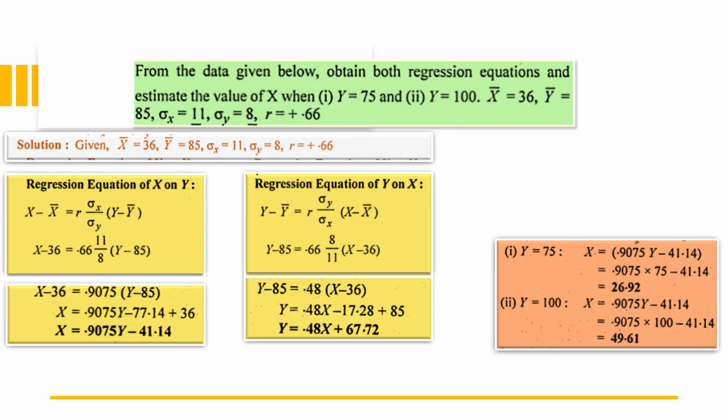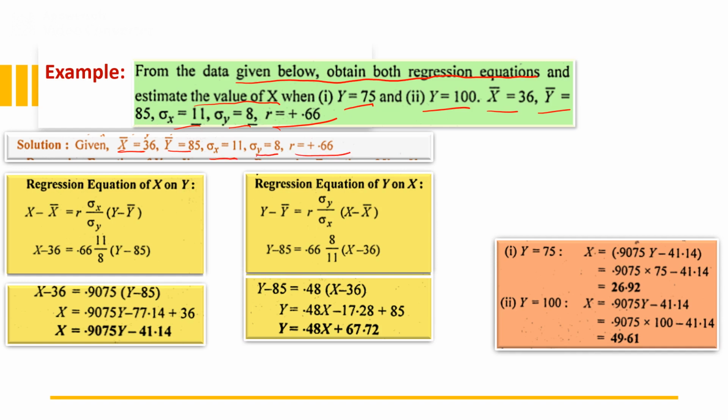Now we take another example. From the data given below, obtain the regression equation and estimate the value of x when y is 75 and y is 100. We are given x bar, y bar, sigma x, sigma y, and the correlation coefficient. So we are given the mean of x series, mean of y series, standard deviation of x and standard deviation of y series, and the correlation between them.